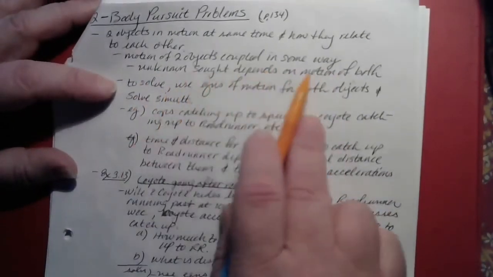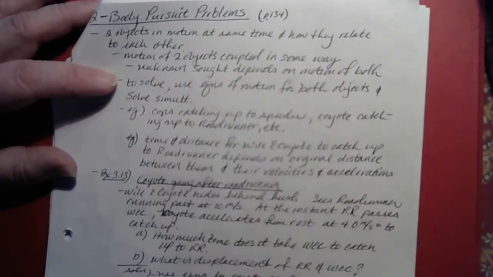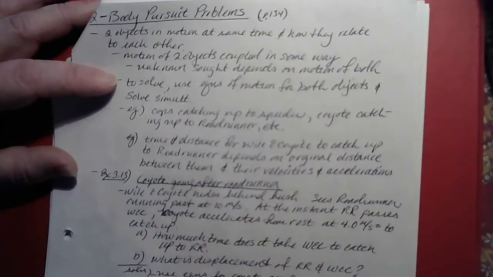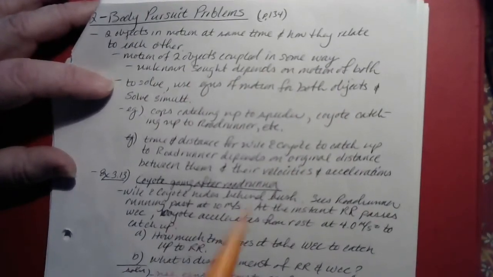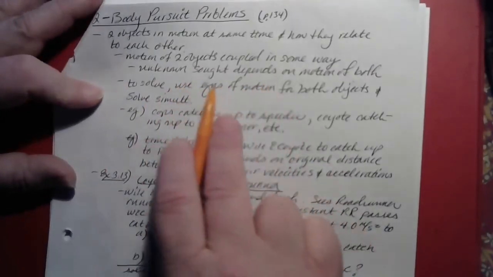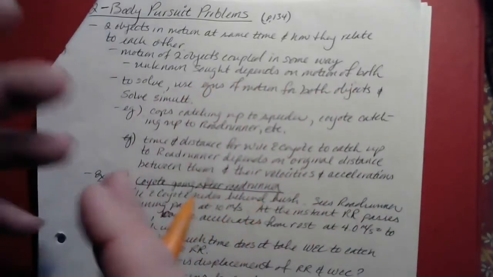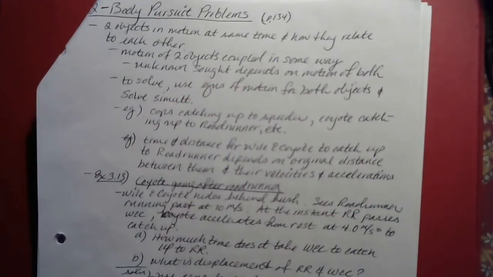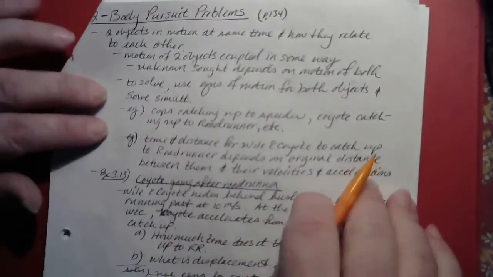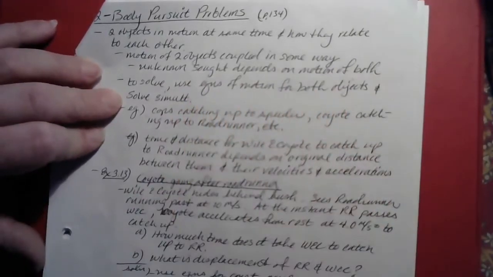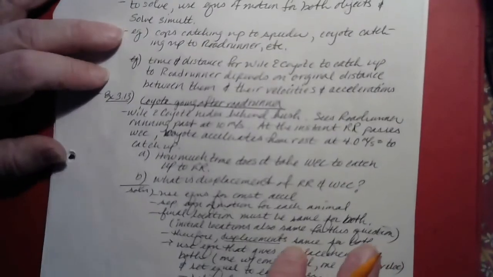Okay, so the motion of the two objects will normally be coupled in some way. Not necessarily coupled literally, but they'll often be coupled in the context of the question, like when does Itchy catch up to Scratchy or that kind of thing. And the unknown sought, like what is the position where they catch up with each other? That will depend on the motion of both of the objects. So you just, like I said, use the equations of motion for both objects and set them equal to each other and solve them simultaneously.